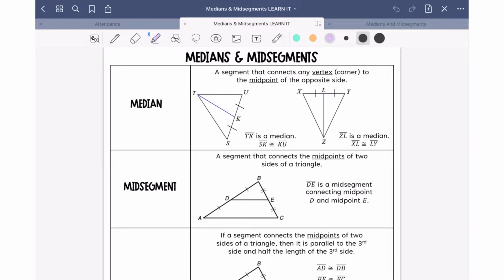Good morning. So today we are moving on to the last topic that will be in our folder for properties of triangles. We are ending it with the segments that are inside of a triangle and the relationships that they create. So we're going to start with a median.